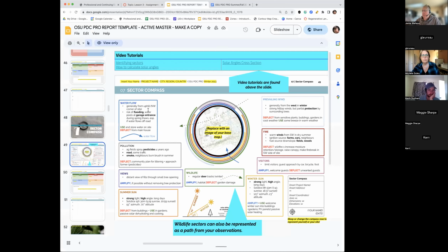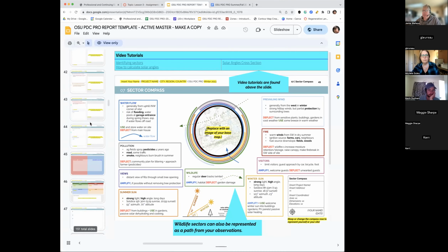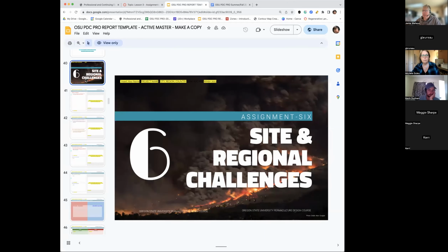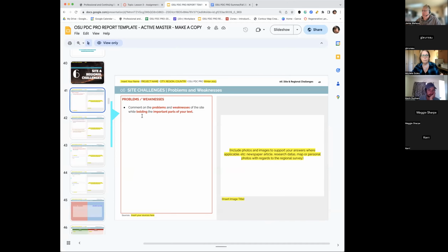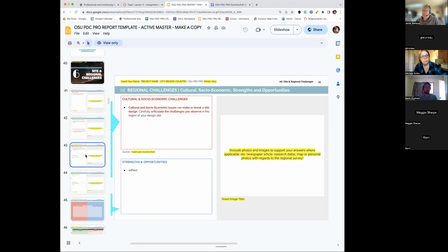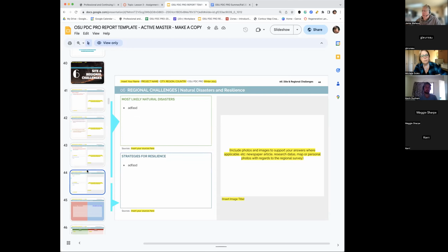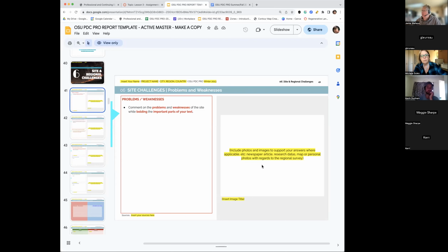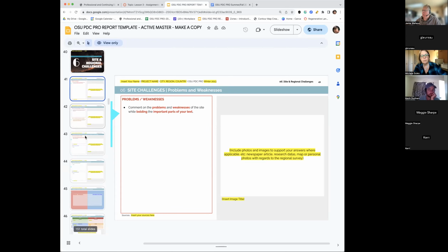If we look at the template file here, you can see that it is set up pretty straightforward. Problems and weaknesses, some of the obstacles, the cultural, socioeconomic challenges here. So again, pretty straightforward. And if you can drop images into the right-hand side of the slide here, it just adds to the experience of reading through your report.